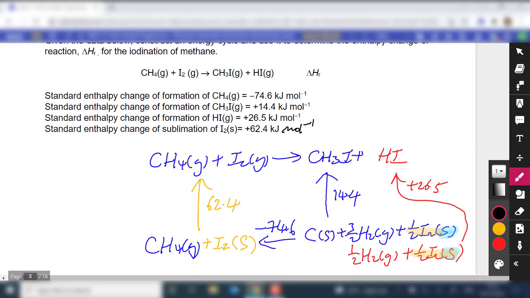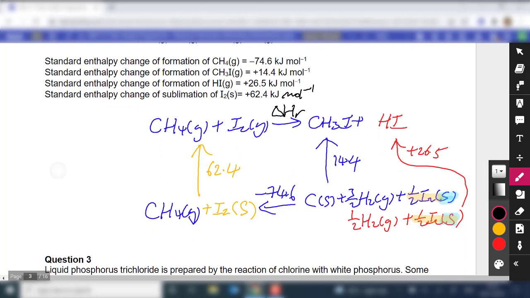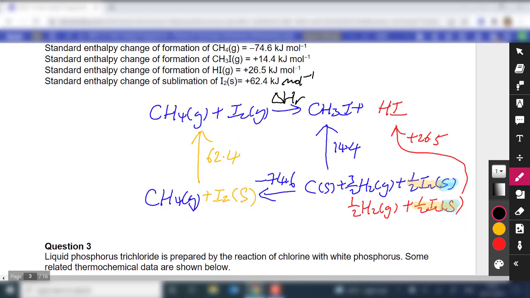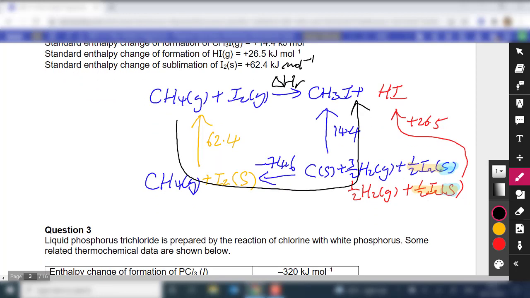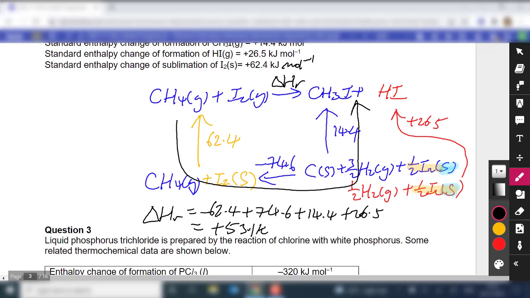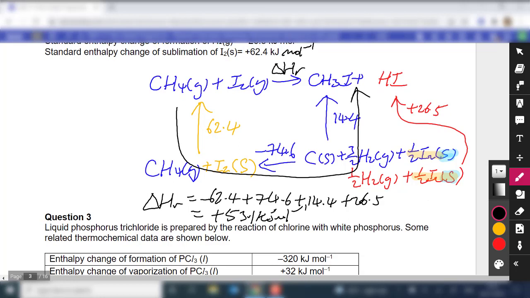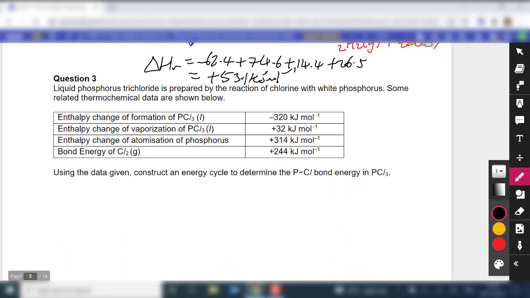Okay, so we're supposed to calculate delta H of reaction. So we're going to do the same thing anti-clockwise like this. So in this case, delta H of reaction is equal to negative 62.4 plus 74.6 plus 14.4 plus 26.5. So I'm going to end up with plus 53.1 kilojoules per mole. Okay, yeah, so after you work on it for some time, you realize that it's pretty straightforward. It's not as difficult or as daunting as it seems. Okay, we'll move on to question 3.